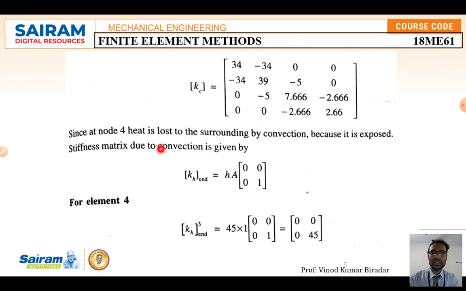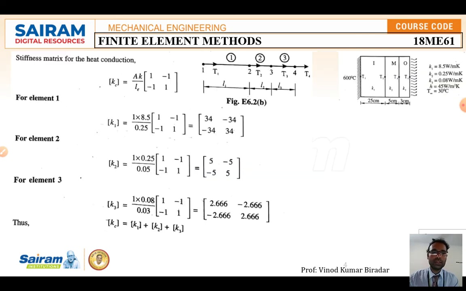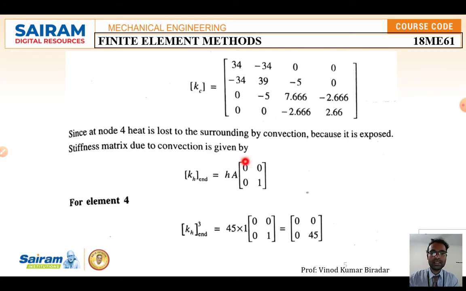For that, the stiffness matrix due to convection is given by this formula. If the heat is lost to the surrounding, we have the formula: stiffness matrix Kh is equal to h times the matrix 0 0 0 1. H is given as 45 in the question, so substitute h and the area, let us assume area 1, so 45 into 1, and if you multiply this you are going to get this one.